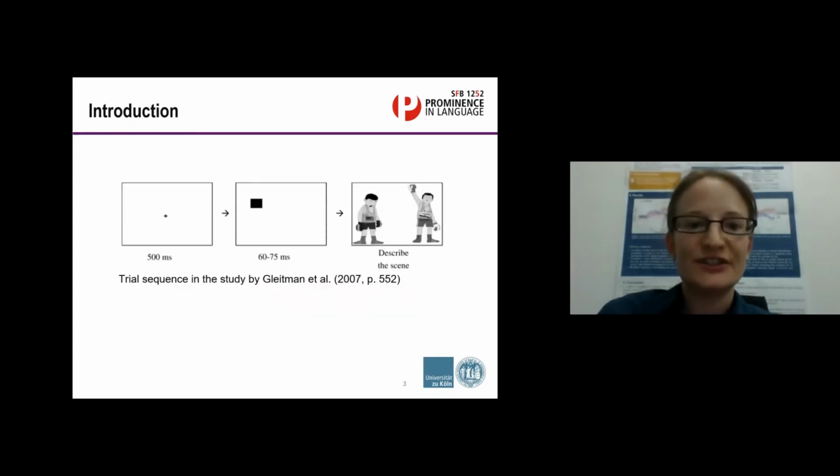Previous research has shown that priming the patient of the event by means of a perceptual cue can increase the production of passive voice. So here you can see a typical trial sequence from such a priming study, here a study conducted by Gleitman and colleagues. Participants see a fixation cross, followed by the perceptual prime presented at the position of the patient in the upcoming scene.